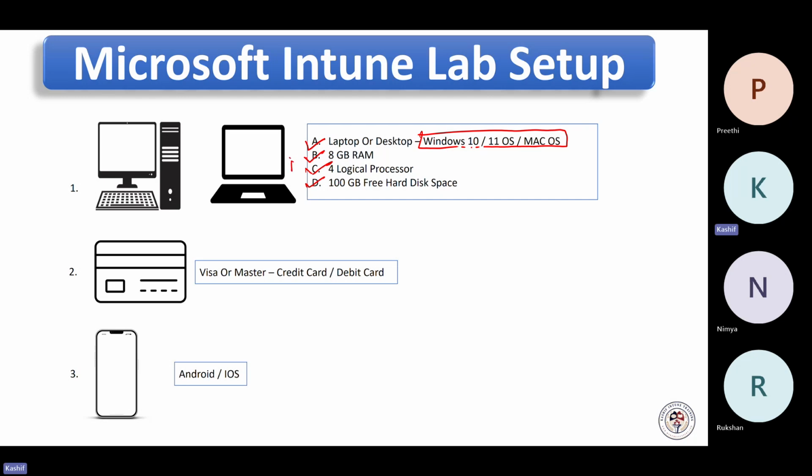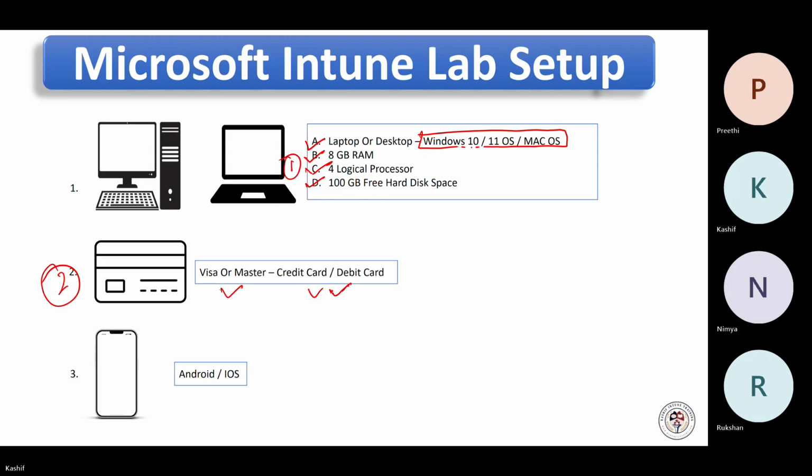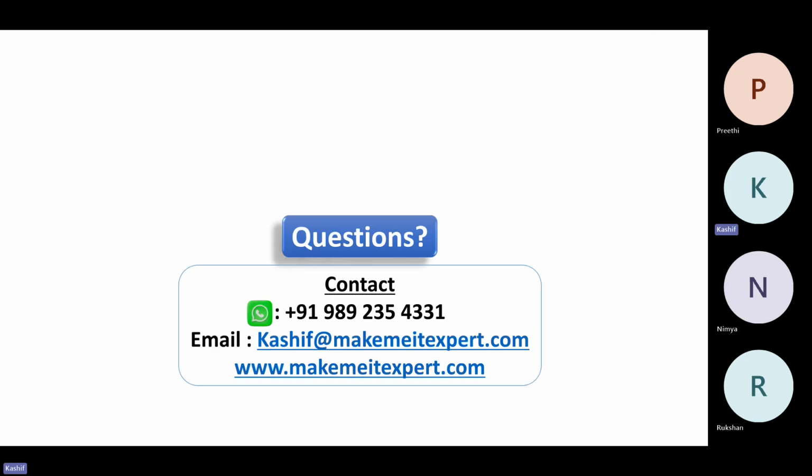That's the first requirement. Second requirement is you need to have a Visa or Master credit card or debit card. And you need a mobile phone. So three things are required: computer, then you need a card, debit or credit, and Android or iOS mobile phone. Any question from anyone? No, it's clear.